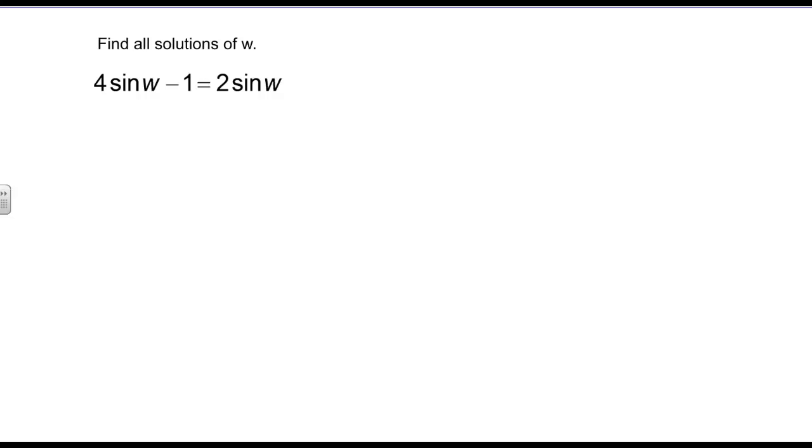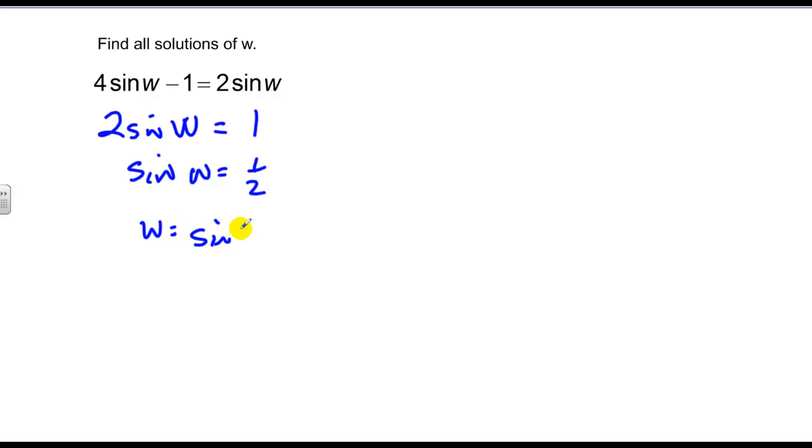In this case, the problem's a little bit different in that we don't have a singular function. It's kind of like an equation that we have to solve. So I'm going to combine like terms. Let's bring the 1 over and the 2 sine w over. So that gets us 2 sine w. Divide by 2 on both sides. So sine of w is equal to a half. And then w is equal to the inverse sine of a half.